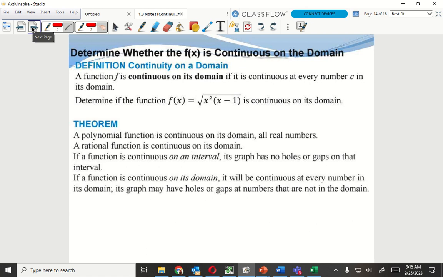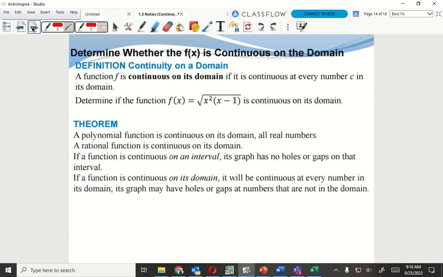Definition: continuity on a domain. A function is continuous on its domain if it is continuous at every number c in the domain. Determine whether the function is continuous on this domain. Okay, theorem. A polynomial function is continuous on its domain, all real numbers. A rational function is continuous on its domain.